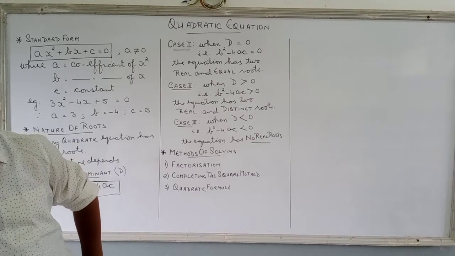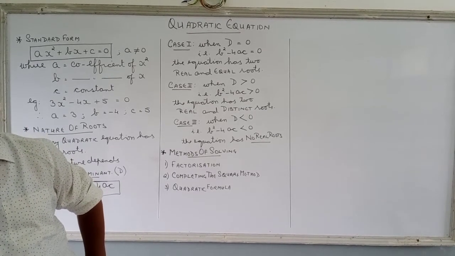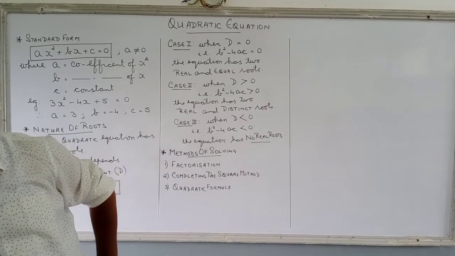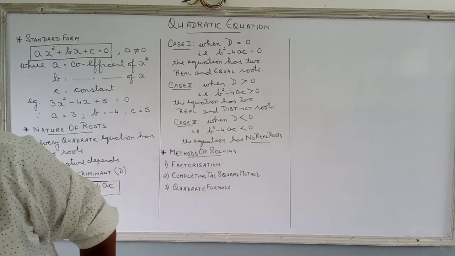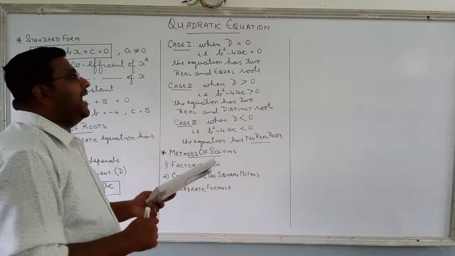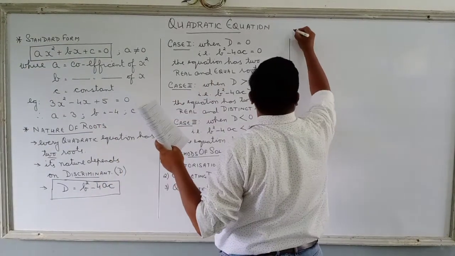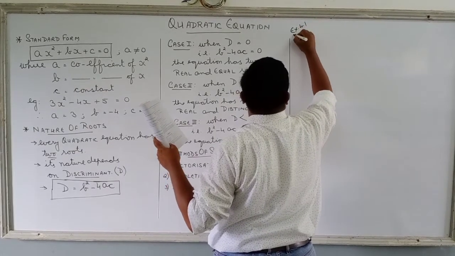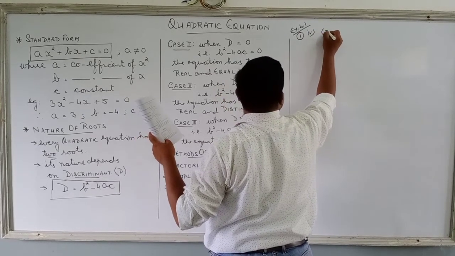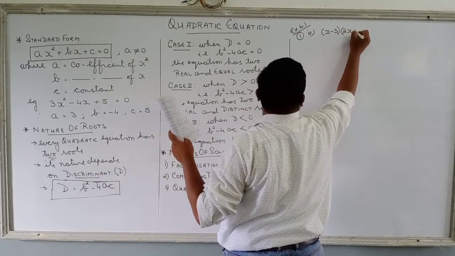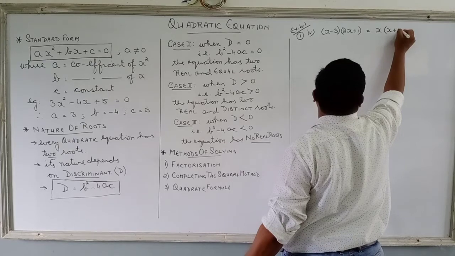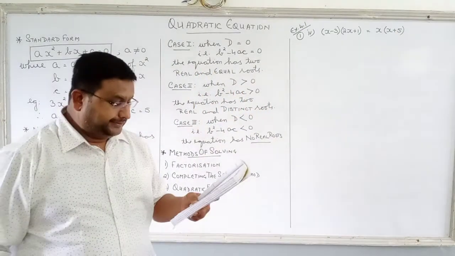In the first question there are 8 parts. You just have to simplify, open the bracket and do it. I will do 1 or 2 of them. Let us discuss the 4th part and the 8th part, because you have to apply identities over here. I will do 1 of them so you get an idea. Exercise 4.1, first question, 4th part: (x minus 3)(2x plus 1) equals x(x plus 5). Right? Let us simplify.